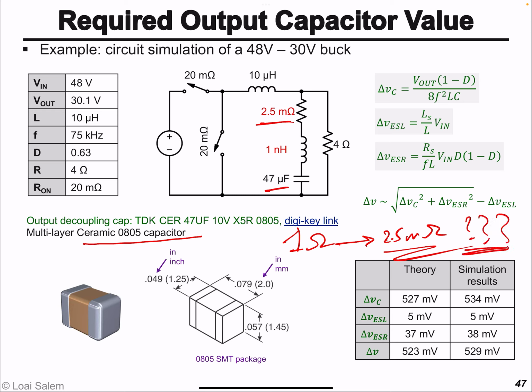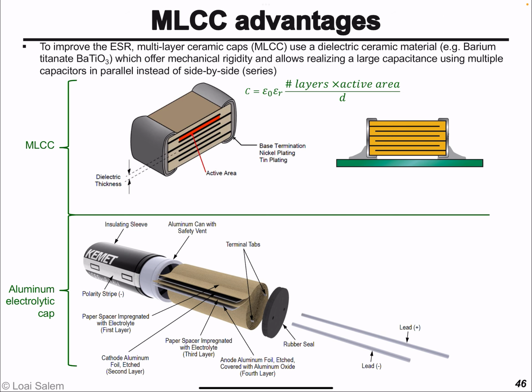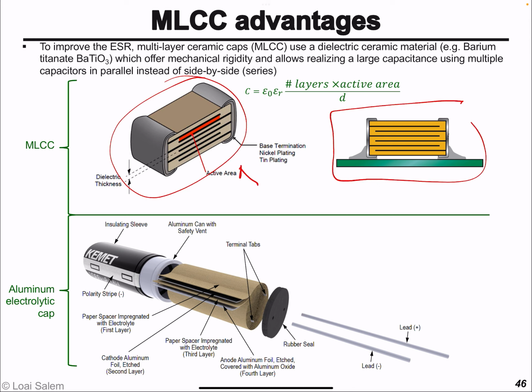Why are multi-layer ceramic capacitors very good at obtaining very small values of ESR? Well, if we look at the construction, this is a multi-layer ceramic capacitor, and this is the side view if we look from this side. And as you can see, this is one capacitor and then stacked on another capacitor and so on.